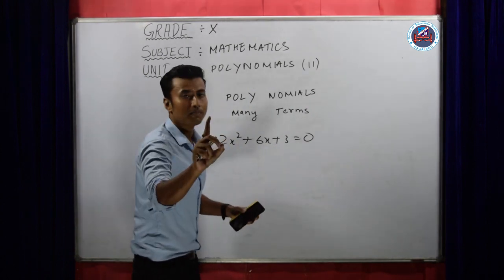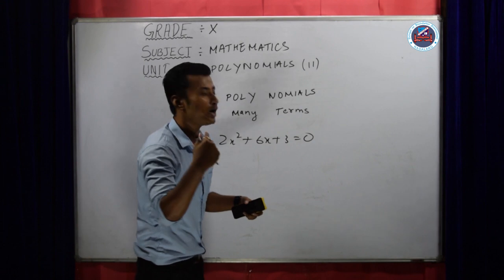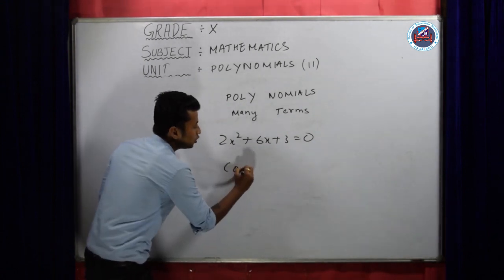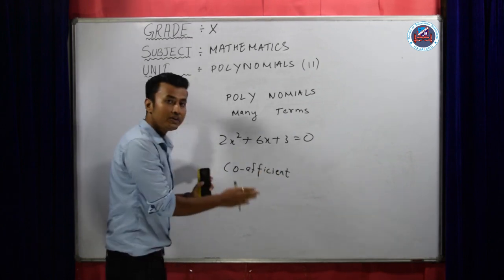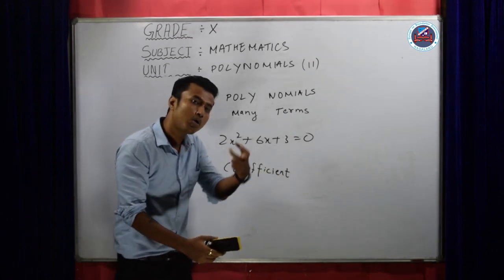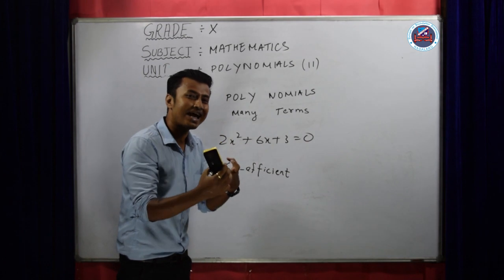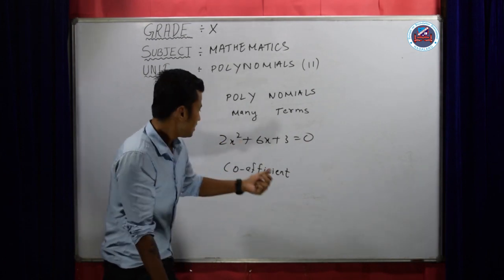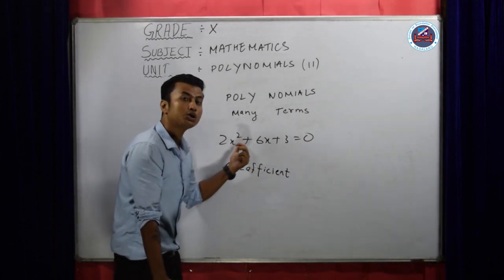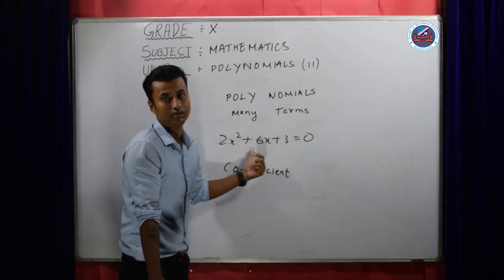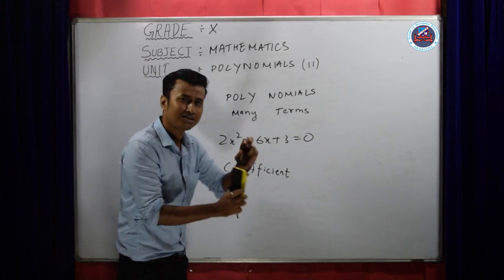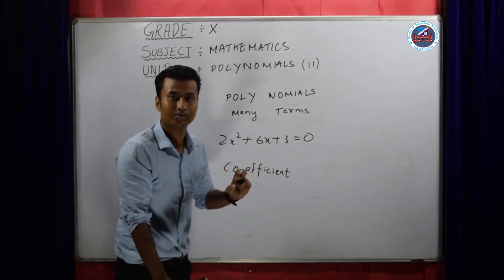Now one more term I want to clear off, that is coefficient. What is the meaning of coefficient? Coefficients are those constant numbers that are attached in front of the variables. So what is the coefficient of x square here? 2. What is the coefficient of x here? 6. Is this clear, guys? This is the basic concept of your equations.